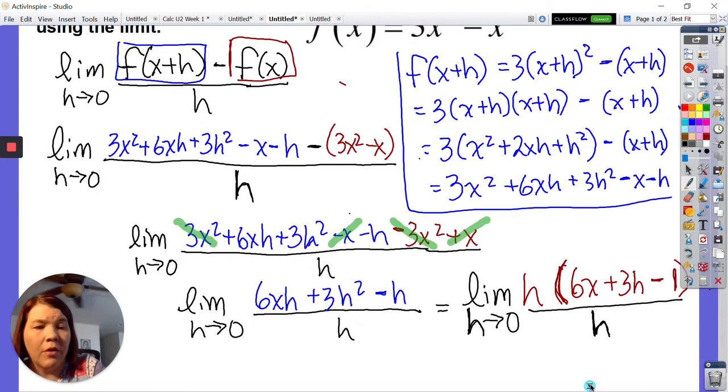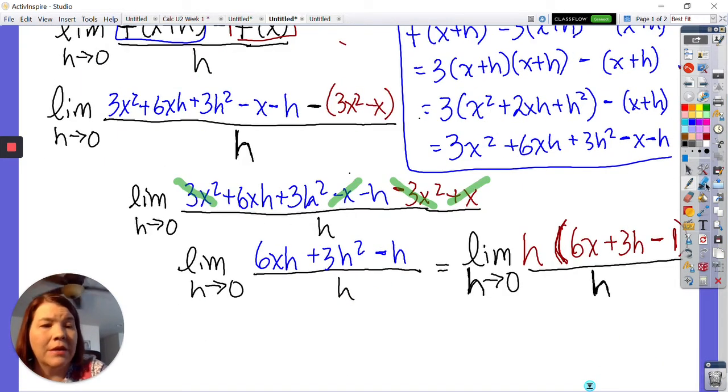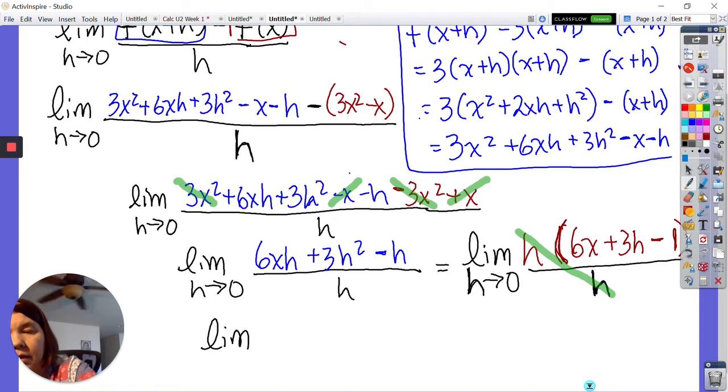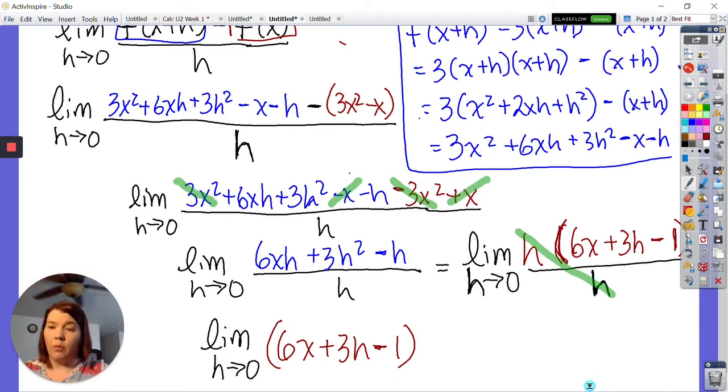And let's finish off our problem. What I notice I can do now is cancel out the h's. So I have left the limit as h goes to 0 of 6x plus 3h minus 1. Now that I don't have a fraction anymore because I've canceled out h, I can do direct substitution.